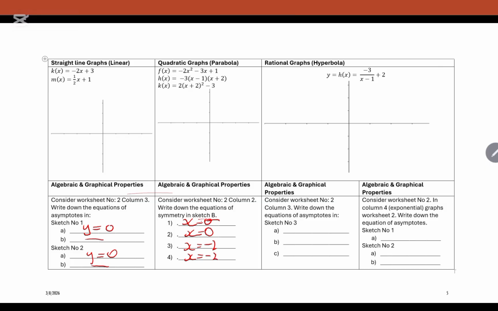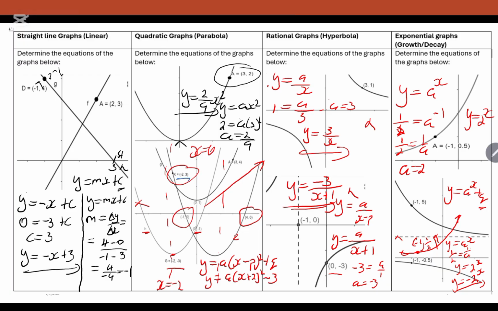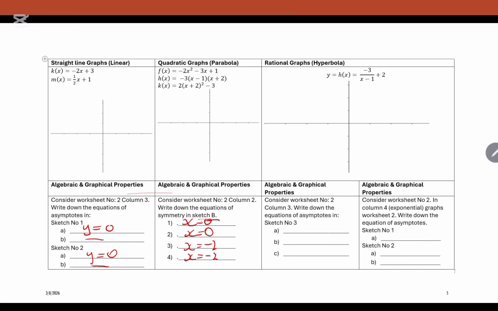When you go to the last column, they say consider worksheet number 2, column 3. Write down the equations of asymptote in sketch number 3. Here is column number 3. That is about the hyperbola. They say we must write the equations of asymptote. With the first graph, the asymptote is the set of x's. With the second one, the asymptote is x is equal to -1 and y is equal to 0.